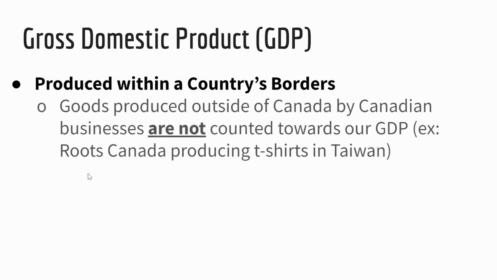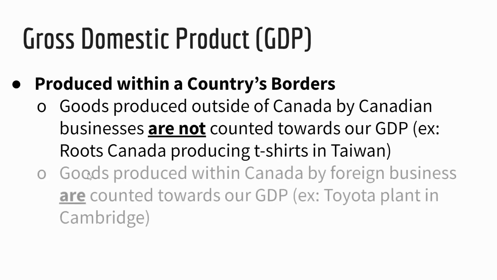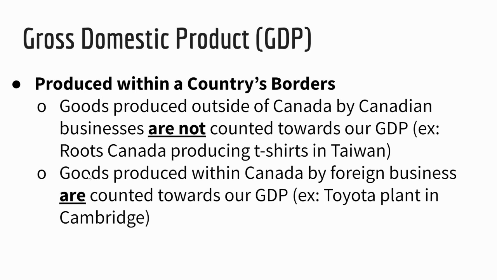All right. So what exactly does it mean? The items need to literally be put together or the services provided in Canada. So goods that are produced outside of Canada by a Canadian business are not counted. Roots Canada, a Canadian business, makes their t-shirts in Taiwan. Those produced items are not included in our GDP because they were not produced in Canada. Goods that were produced within Canada by a foreign business are counted towards our GDP.